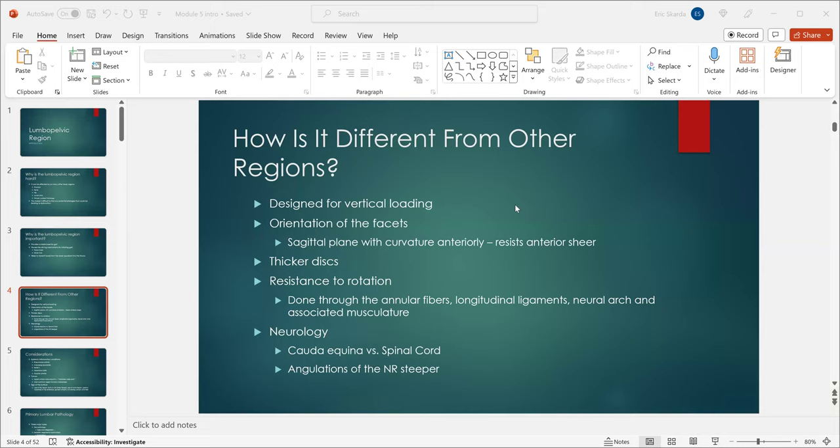And if we start to look at the orientation of the facet joints, they are in the sagittal plane, meaning the facet joints will either face medially or laterally. So the plane of the joints is in the sagittal plane as far as movement. There is a slight curvature on the anterior portion of the superior portion of the inferior segment. I'm going to say that again because that's a tough process. If we're looking at, say, L4 sitting on L5, the superior articular facets of L5 will have a slight curvature to them that allows them to resist anterior shearing.